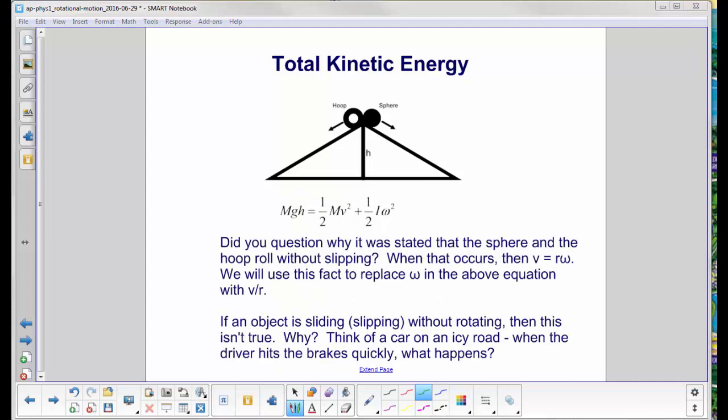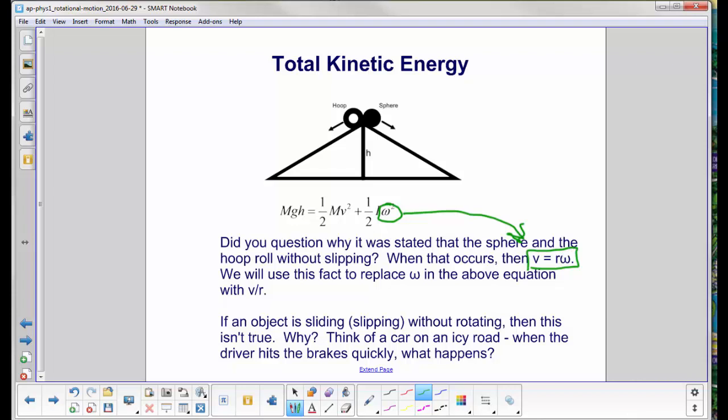A little while back we mentioned that the sphere and the hoop are rolling without slipping. We made a clear distinction there between a box slipping down here without rotating, or even a sphere slipping down without rotating. Why did we do that? Well, if it's not slipping and it's rotating, we are allowed to use the equation V equals R omega. And we're going to get rid of this omega here by making this substitution, okay? If an object is sliding or slipping without rotating, or just rotating a little bit but still sliding and slipping, can we still use this equation? Well, pretty clearly not, but that's why I'm asking it.